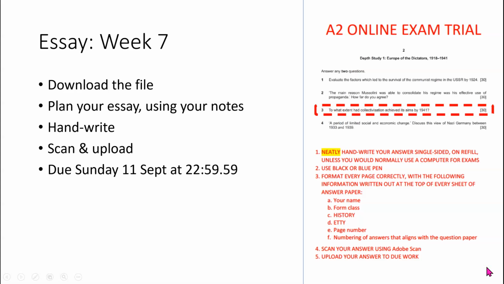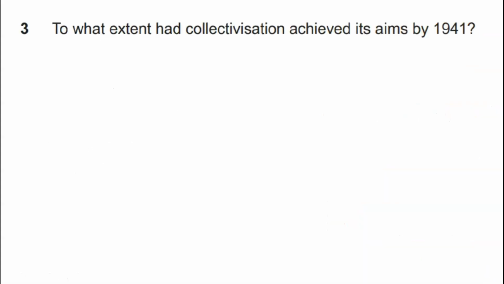Right, let's think about this question then. To what extent had collectivization achieved its aims by 1941? Let's think about the question as if we're going to approach it the way our friend from that grammar school in Pakistan would do. What are the key things?